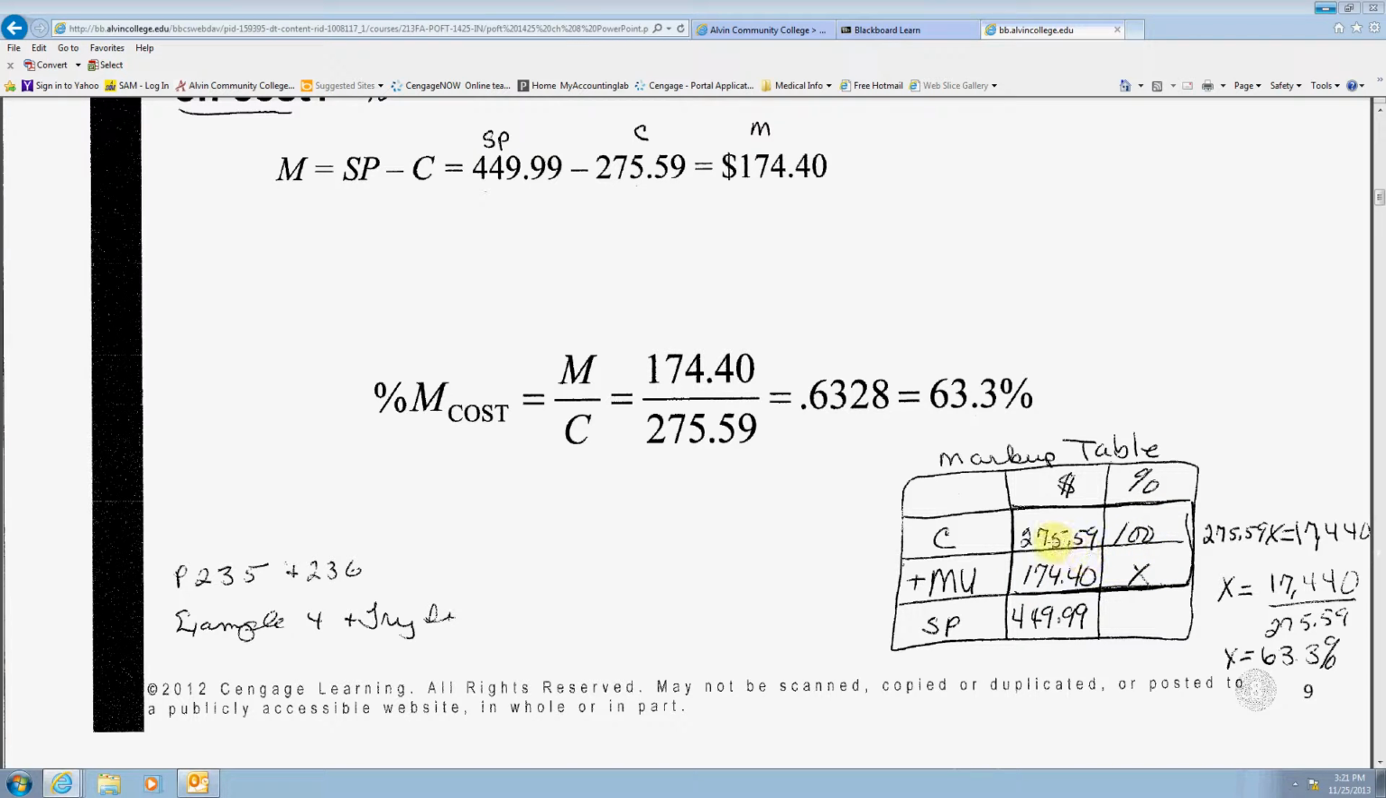So you would take 275.59x, and it's 174.40 times 100, for 17,440. And then you solve for x, so you would divide each side by 275.59, and so you get 63.3%. So it's an easier way using this table than trying to remember the formulas.